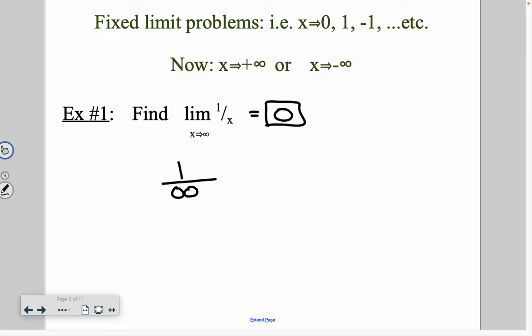I could put in 1,000,000 right there. 1 divided by 1,000,000 is basically 0. 1 divided by 1,000,000,000,000 is basically even closer to 0. Okay? 1 divided by 10,000,000,000,000, even closer to 0. So that's the concept of infinity.